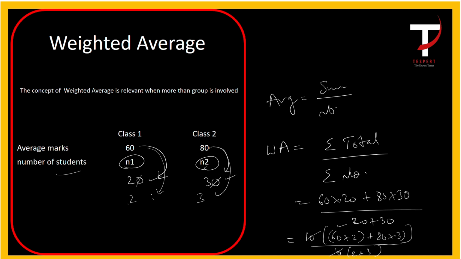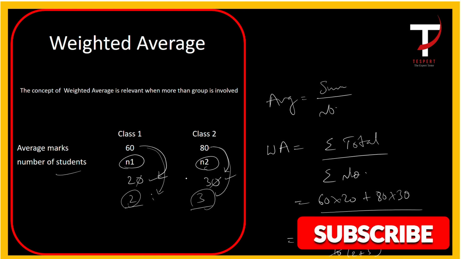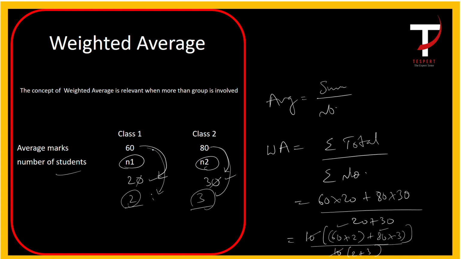Now if you observe, 60 into 2 plus 80 into 3, divided by 2 plus 3. So instead of taking the exact values 20 and 30, we can calculate the ratio. You can take the ratio and calculate the weighted average. So for total strength, in this case the number of students, we need not take the actual values. We can take the ratio and calculate the weighted average.